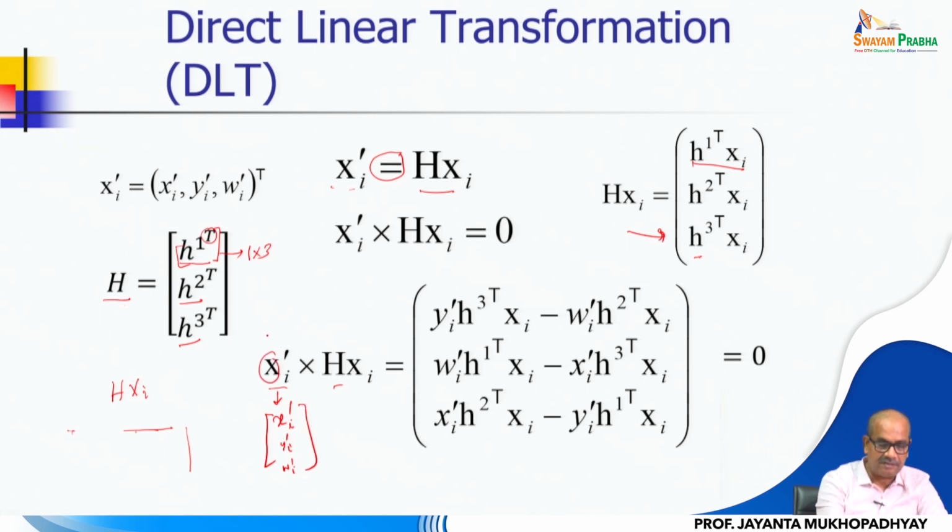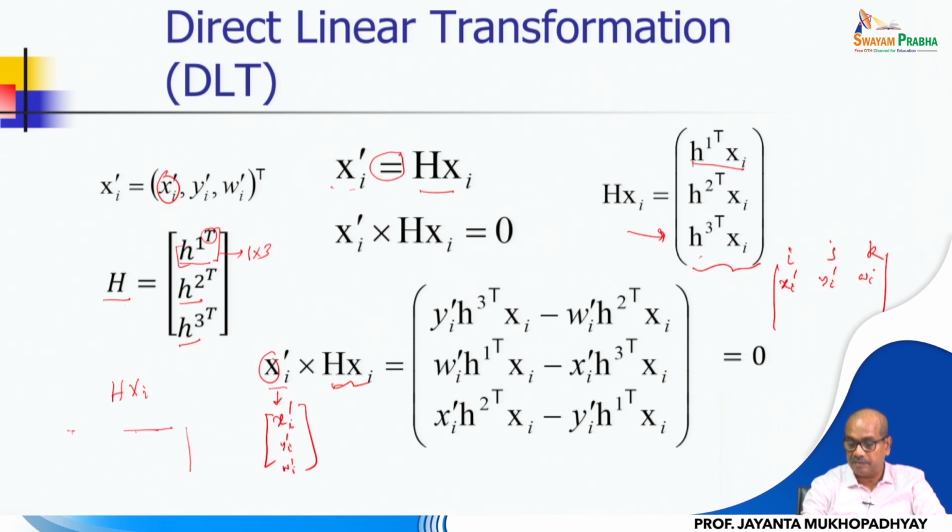This x font is very different from this one. So that is how we are distinguishing them. And this one is given in this form. So in the matrix notation, I can write i, j, k, since xi prime comes here. So xi prime, yi prime, wi prime, and this is h1 transpose xi, h2 transpose xi, h3 transpose xi.